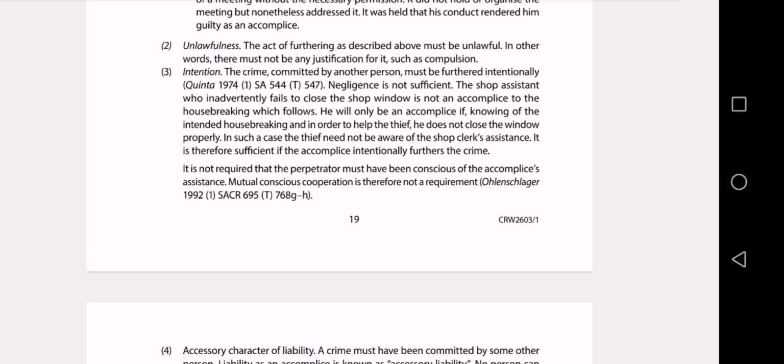In such a case, the thief need not be aware of the shop assistant's help. It is therefore sufficient if the accomplice intentionally furthers the crime. It is not required that the perpetrator must have been conscious of the accomplice's assistance. Mutual conscious cooperation is therefore not a requirement.